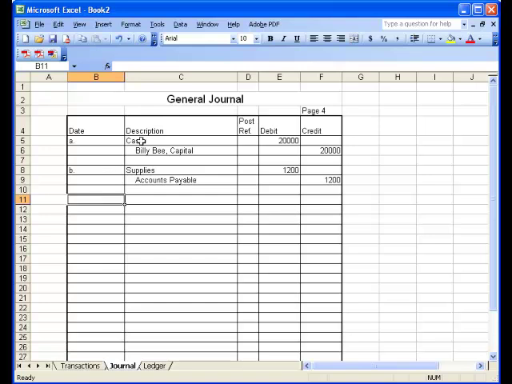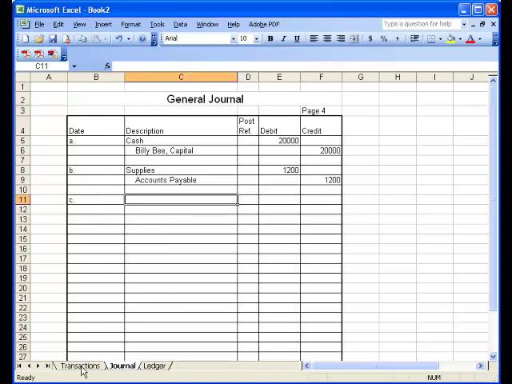And just reviewing some of the rules we discussed in our lecture about journalizing and debits and credits, both of these entries have at least one debit and at least one credit. They have at least two accounts that are affected by the transaction. And in both cases, the total debit amount equals the total credit amount. So we have followed the general rules that we laid down in our lecture about journalizing.